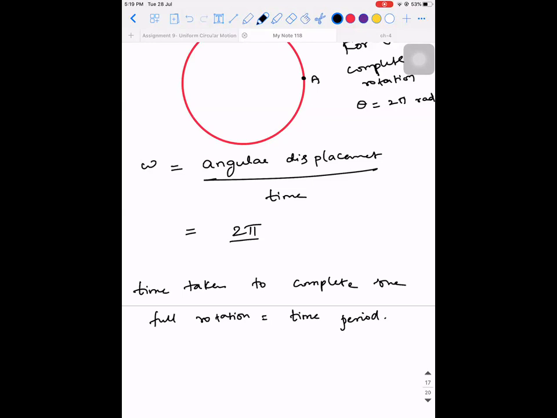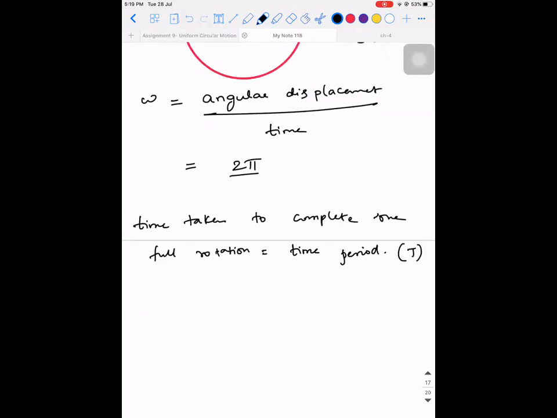Yes, sir. Time period is a capital T. So for covering 2 pi radians, how much time will the particle take? It will take one time period. So omega is equal to 2 pi by T. This is another formula. Or this can also be written as 2 pi into 1 by T. Can I write it like this? The reciprocal of time period is called frequency. So we write it as 2 pi into f.